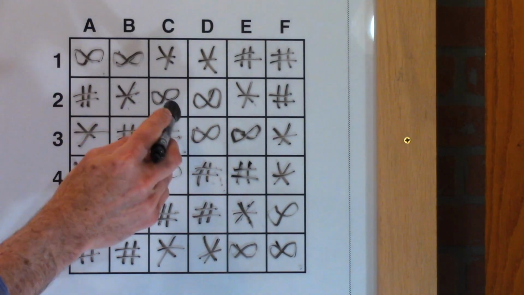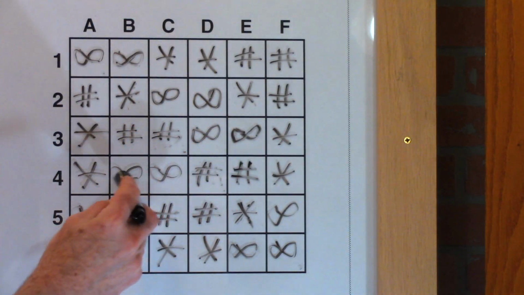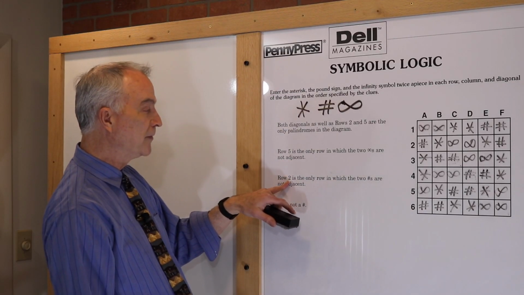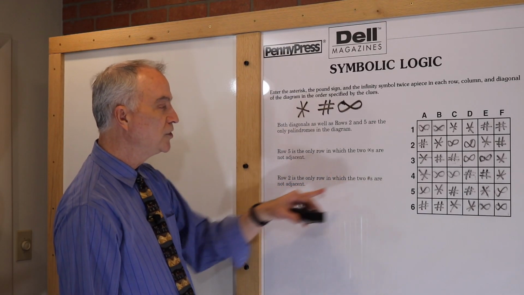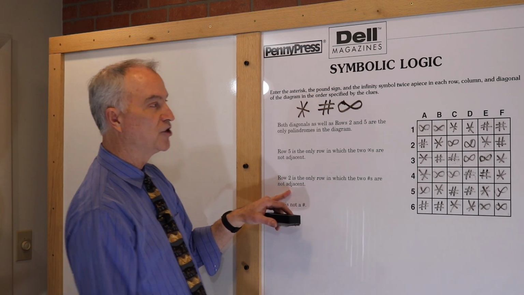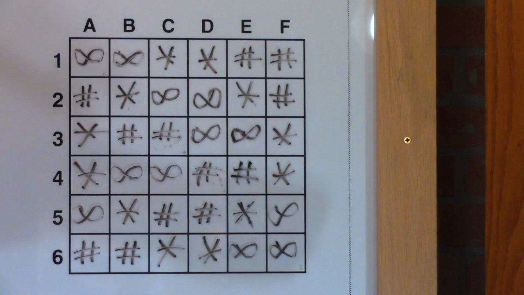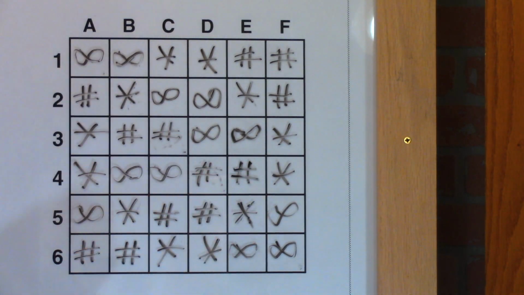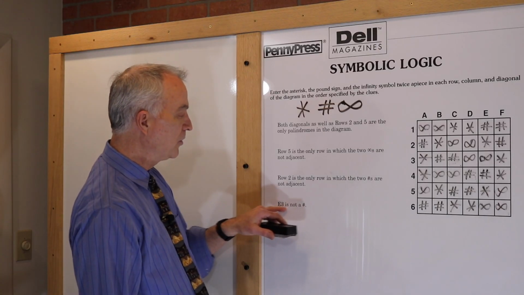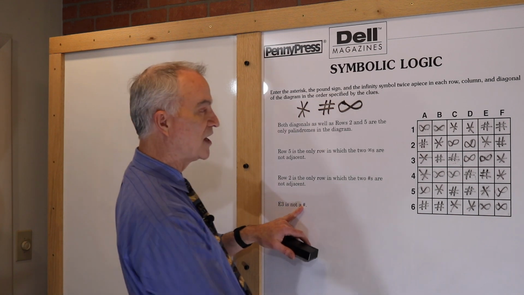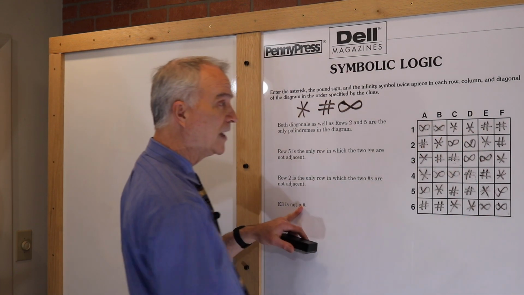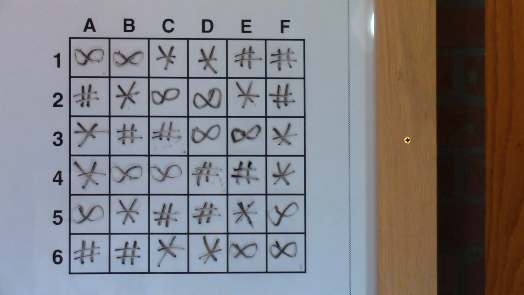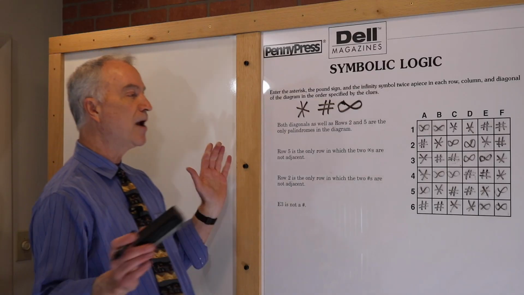1, there they are. 2, 3, 4, and 6. They are adjacent. Same thing down here. Row 2 is the only row in which the two pound signs are not adjacent. So in every other row, they must be adjacent. There they are in 1, 3, 4, 5, and 6. And finally, E3 is not a pound sign. And as we started off at the beginning here, we solved that fairly early on, that in fact is the infinity symbol.